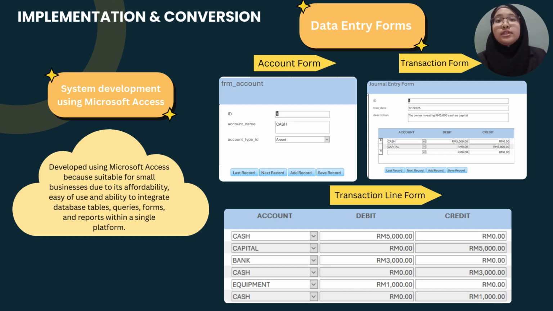Next we go to the form of transaction. In the form of transaction, there is the ID number, the transaction date, and the description, which is the activity that will happen. We also have the journal entry form, which shows how to debit and credit the transaction and which account to enter it for. Lastly is the form of transaction line. We get it from the transaction line table, where we have the account and also the debit and credit.